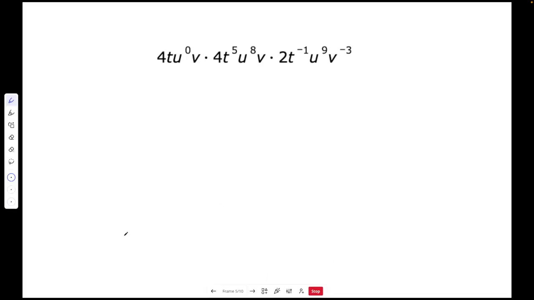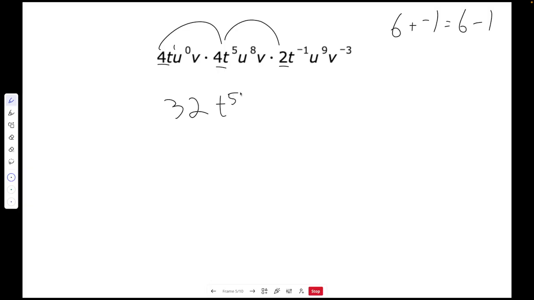All right, now for this problem, you see that some of them are negative powers. So we're still going to add. So let's do our coefficients first. 4 times 4 is 16, times 2 is 32. And now we do the t's. 1 plus 5 is 6, plus negative 1. So remember, 6 plus negative 1 is just like saying 6 minus 1. So we're going to get t to the 5th power.